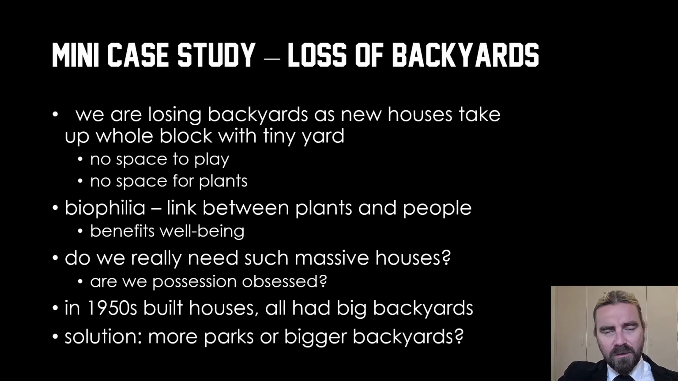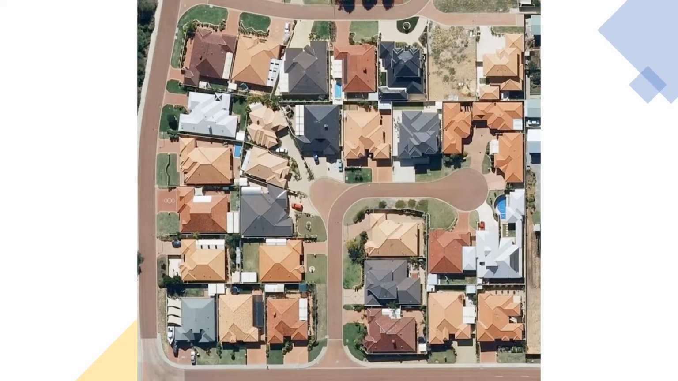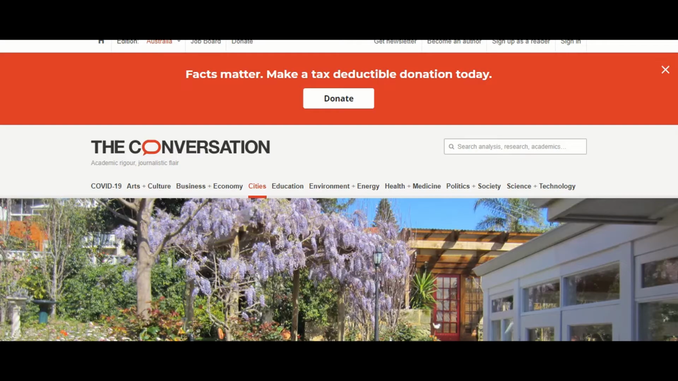So, what could be done about this? Could we have more parks? Are people always going to go to the park to hang outside though? Or could we just have bigger backyards? You just open your door and there it is. So here's an example. That's not too bad actually. I mean, there's little front yards, but there's not really much place to play. The next slide shows it a bit better.